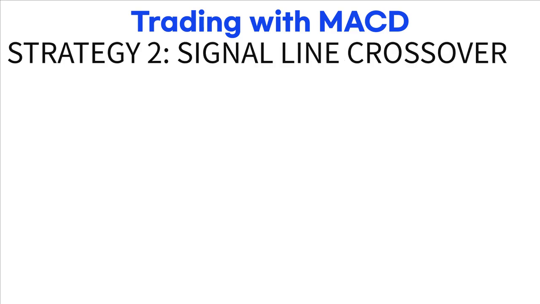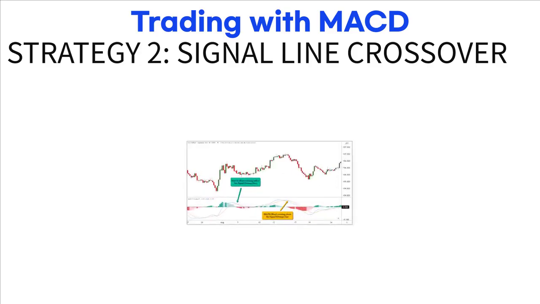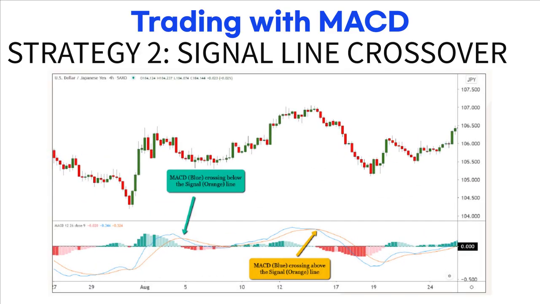In this strategy, traders would have to focus on the 2 lines in the MACD indicator to note when the 2 lines cross each other. The good thing about this strategy, as compared to the zero-line crossover strategy, is that it can preempt a price move slightly faster. When the MACD line crosses above the signal line, it's a bullish sign that the market is likely to experience an uptrend soon.